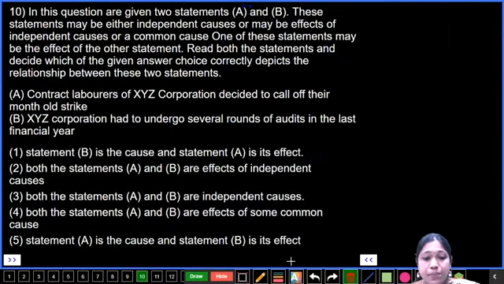And the next question is from critical part. It is from cause and effect. Contract laborers of XYZ Corporation decided to call off their month-old strike. XYZ Corporation had to undergo several rounds of audits in the last financial year. The first statement is regarding the strike. The second statement is regarding audits. They are individual effects. So that means the second option is suitable. Both the statements are effects of independent causes. So the option which is suitable is the second option.